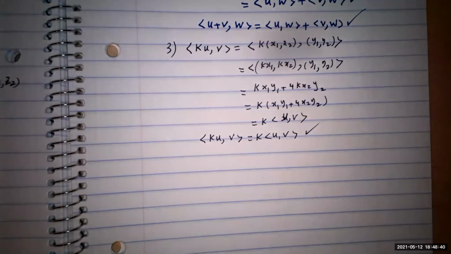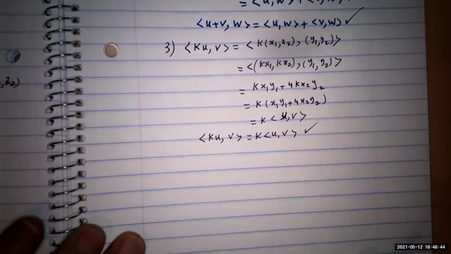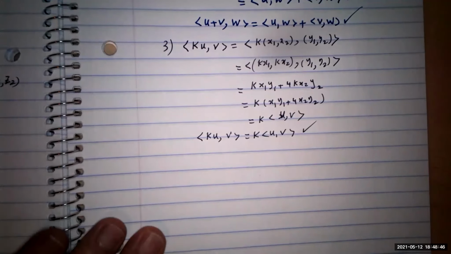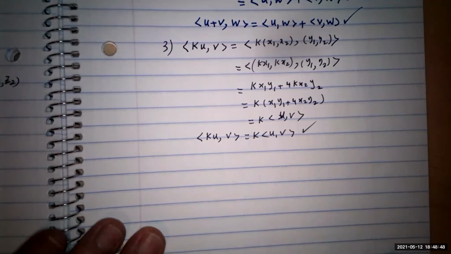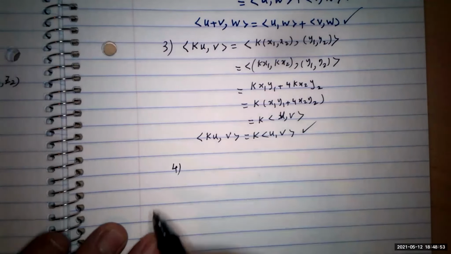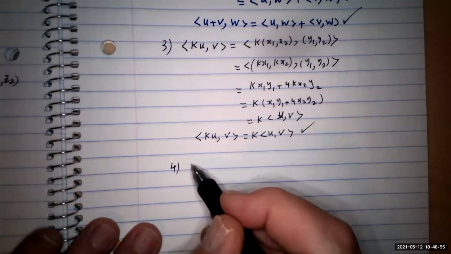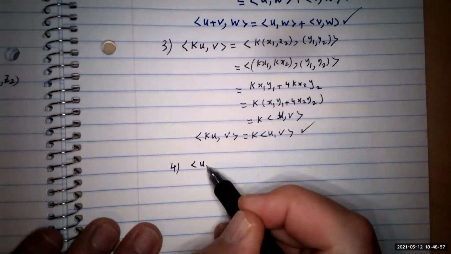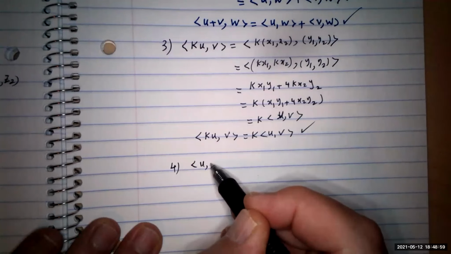Okay, and there is one more to prove: the inner product of a vector with itself is non-negative. So we get to the fourth one. In the case of the fourth one, we have to form u multiplied by u, if you like.